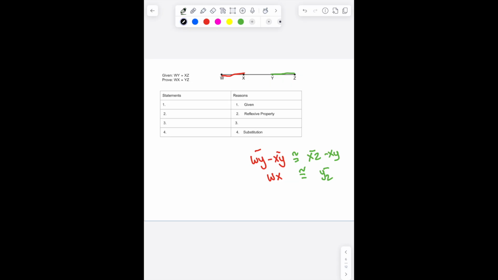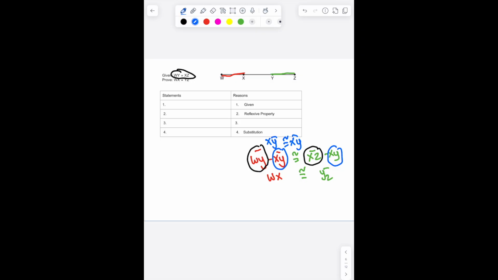So we're starting with two congruent things because WY was congruent to XZ from the given information. And then we just need to make sure that we're subtracting something that's congruent. And XY is congruent to XY because it is the same segment. XY and XY are the same exact segment. So that's an example of the reflexive property, because if it's the same segment, it's congruent to itself.